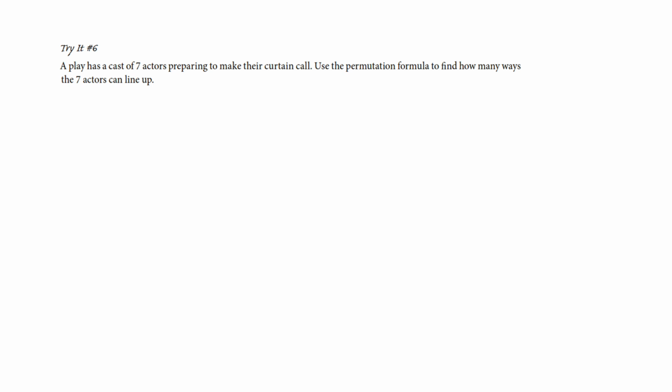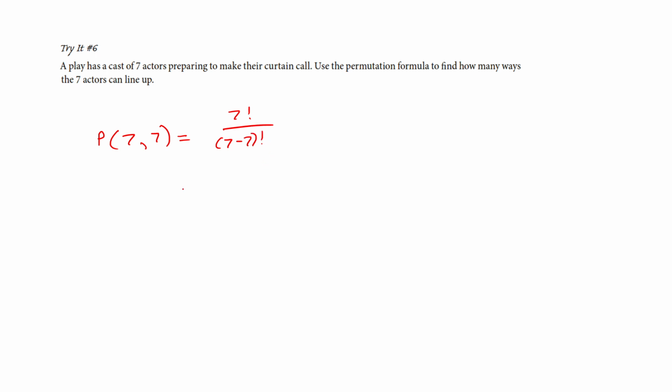Okay, so a play has taken 7 actors, and they're all lining up. So you could think of it like this: 7 taken 7 at a time. How do they do that notation? Yeah, 7 taken 7 at a time. You could think of it like this. And so it's not really necessary, but what we do next is 7 minus 7 factorial.